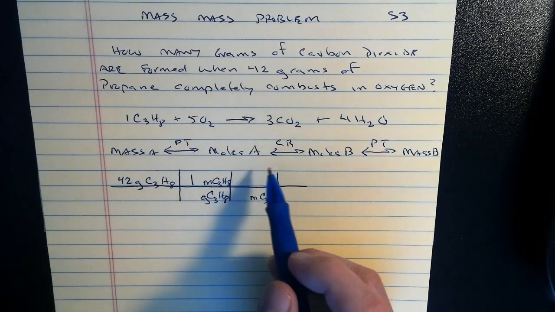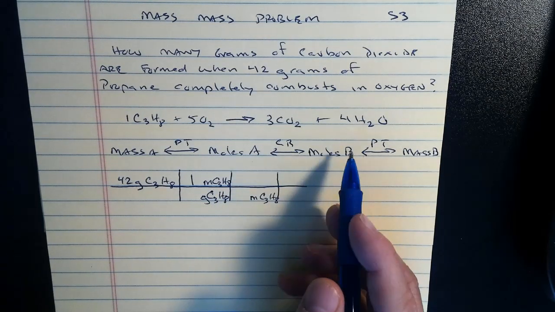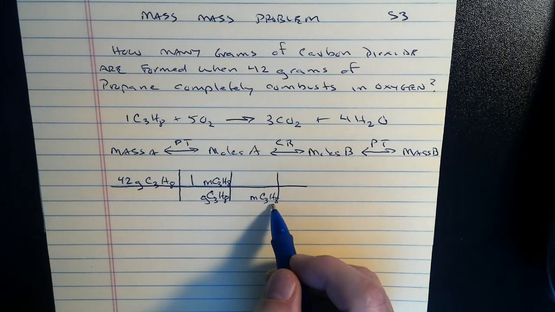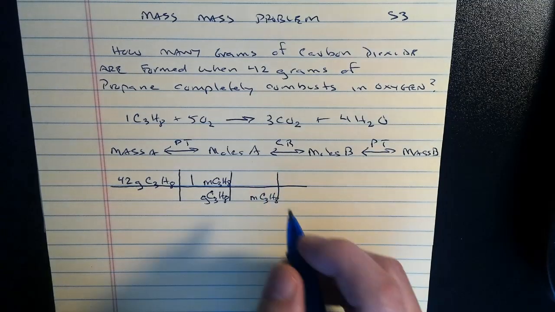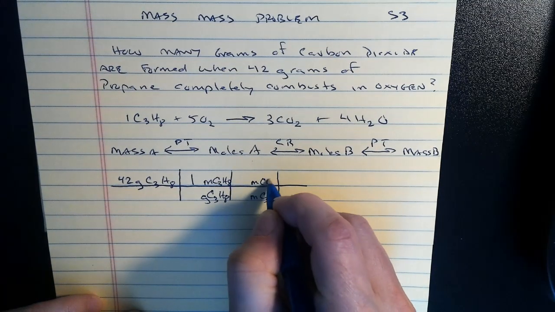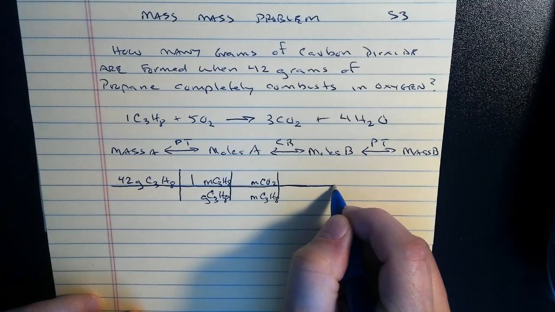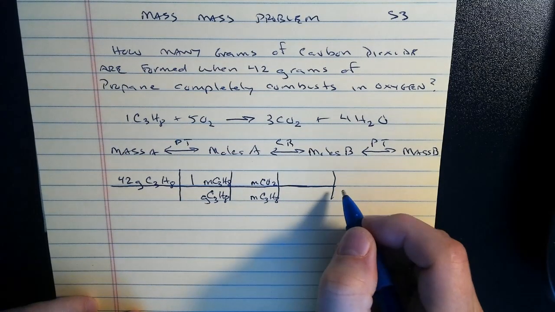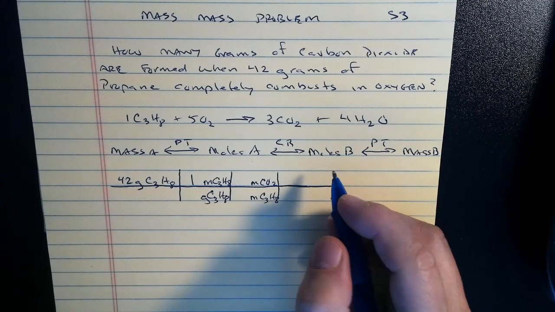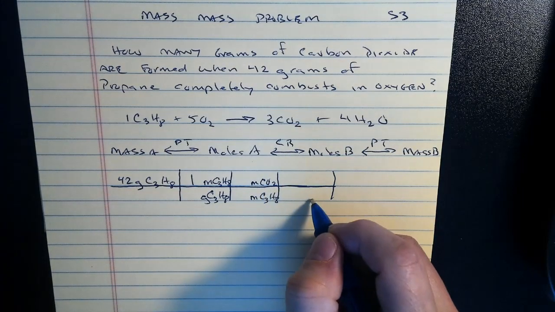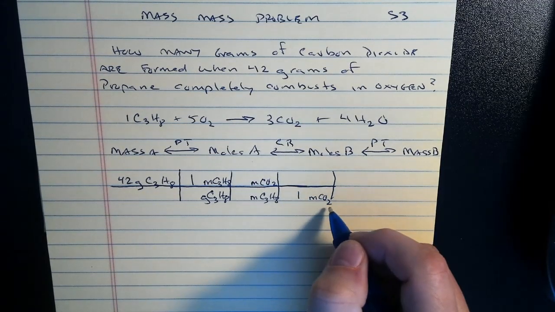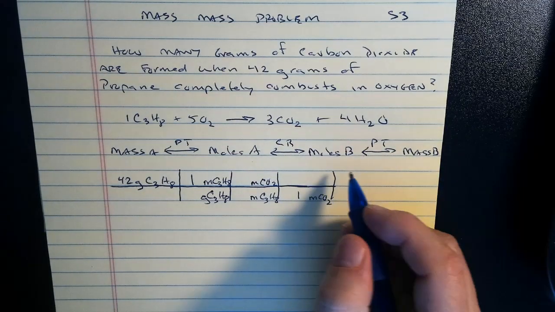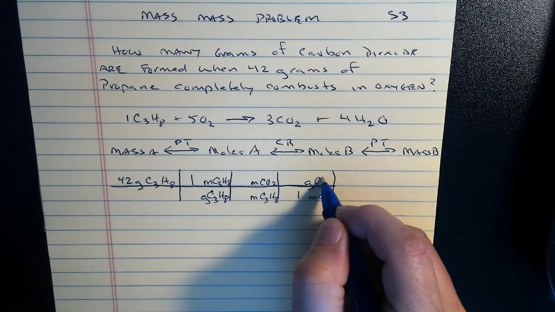The second step is going to be moles A to moles B. So we're going to have moles A, which is moles of propane from the balanced equation, converting to moles of CO2. So I'm going to put moles of CO2 here. Now lastly, whatever unit this is has to be the bottom of this step here, CO2. This will always be 1 mole of CO2 when we're going back to mass, to the grams of CO2.